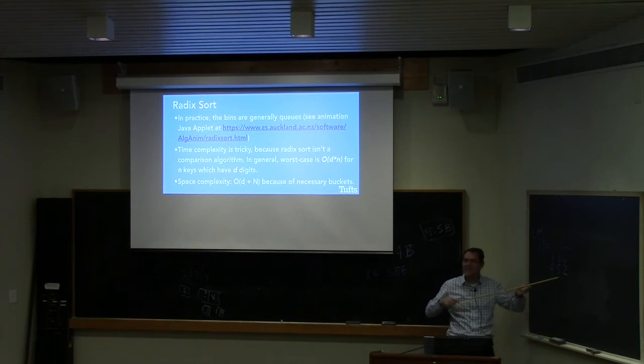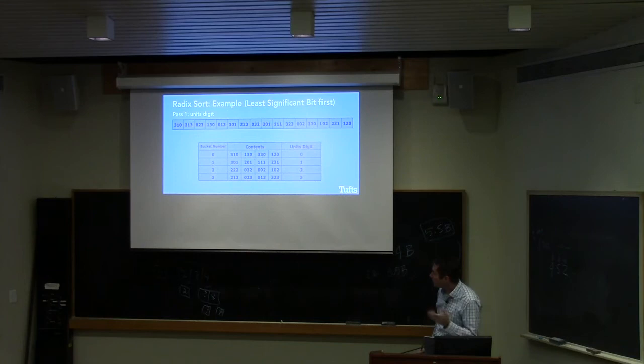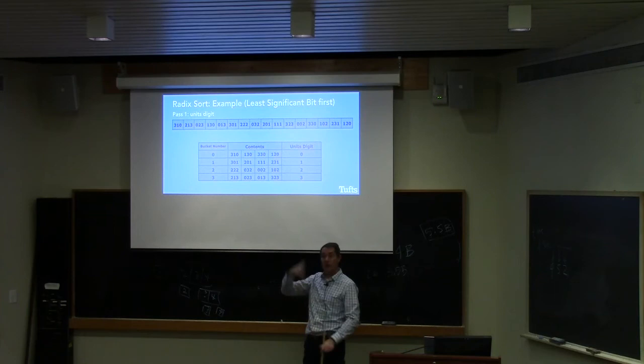Yeah? I'm having trouble seeing how this actually sorts the data. Let's just look at it real quick. First of all, you take them all and you put them in. Now look, the zeros, 0, 0, 0, 1, 1, 1, 1, 2, 2, 2, 2, 3, 3, 3, right? Now they are sorted by that least significant digit. Okay. So far, so good? Then you do it again.